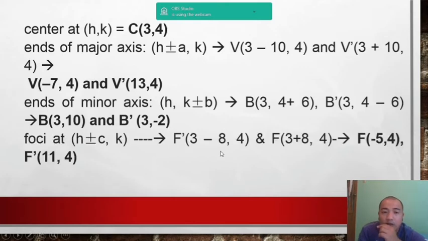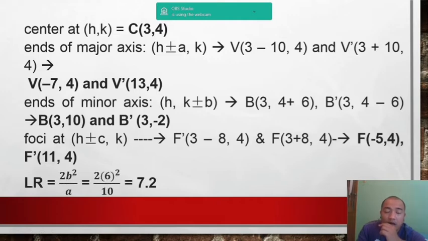We have here also the foci. c is 8. So, we have (3 minus 8, 4) and (3 plus 8, 4), and that's equivalent to (-5, 4) and (11, 4). And LR, meaning the length of the latus rectum. There are 2, so latera recta. It is 2b squared over a. So, just substitute b by 6 and a by 10. So, we get 7.2.